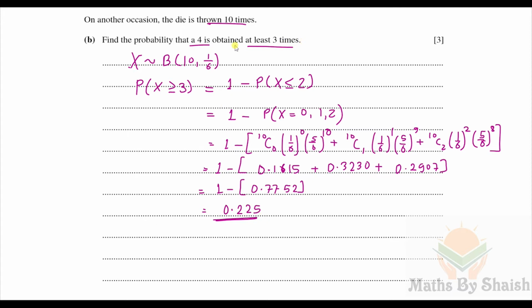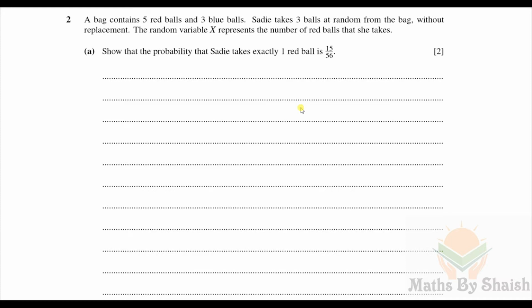Now we have the second question. A bag contains 5 red balls and 3 blue balls. Sadie takes 3 balls at random from the bag without replacement. The random variable x represents the number of red balls that she takes. Show that the probability that Sadie takes exactly 1 red ball is 15 over 56.